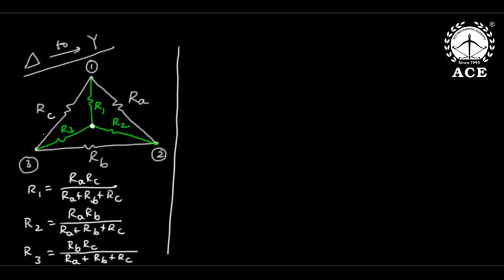This into this, like RB, RC by sum. Now here also, inductors are the same. LA, LB, LC are in delta. I want the corresponding star. So L1 will be LA, LC by sum LA plus LB plus LC. Similarly, L2, L3 you write it.